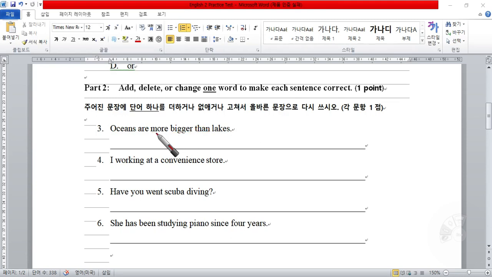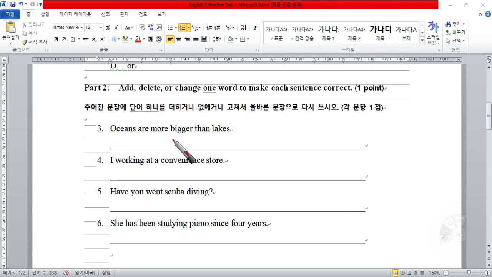Okay, so there's an error somewhere in here. I think the correct answer is oceans are bigger than lakes. Okay, oceans are wider than lakes. Oceans are deeper. Okay, but if the adjective was beautiful, then we'd use the word more. Oceans are more beautiful than lakes. Not true. Okay, but if that was how we want to say it, we'd say it like that.